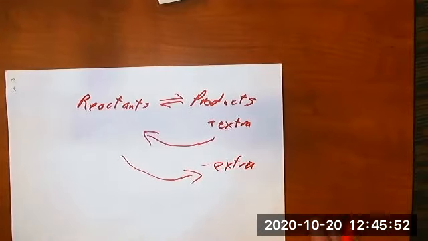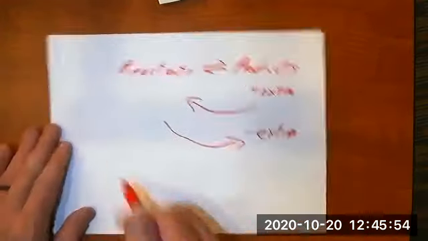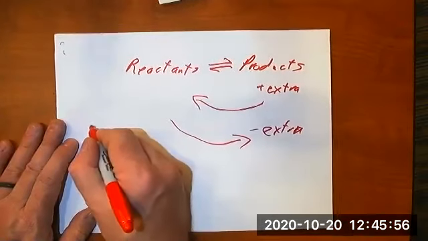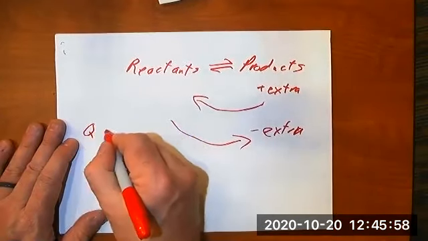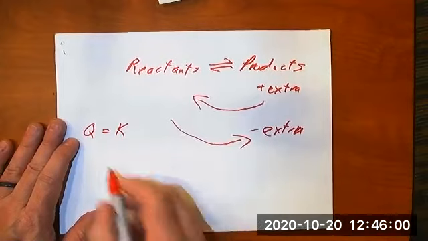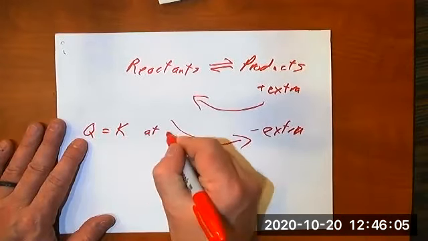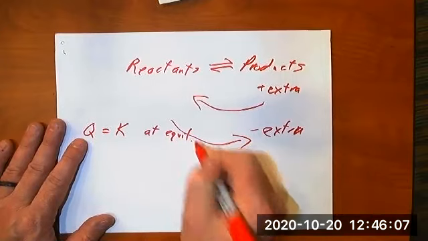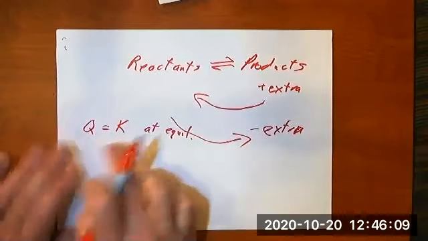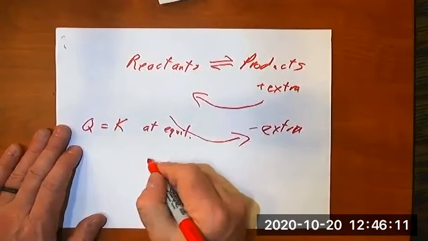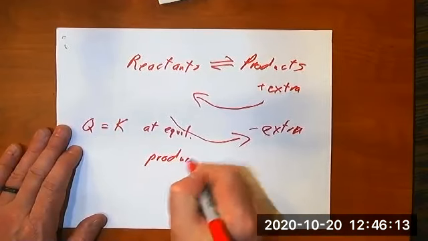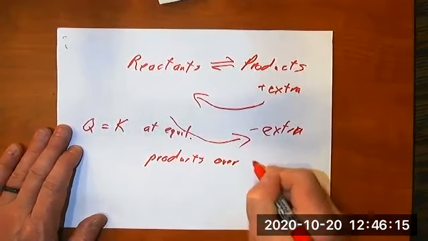We can look at that by simply expressing Q relative to K. So remember that Q is equal to K at equilibrium. Also remember that both of these are products over reactants.